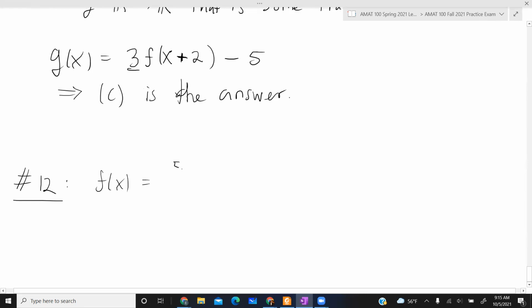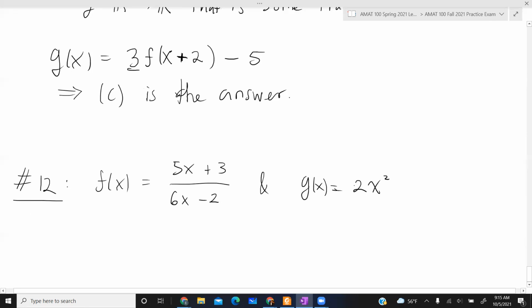F of x is equal to (5x plus 3) over (6x minus 2), and g of x is equal to 2x squared. So I haven't really specified their domains. So we're going to compute compositions.